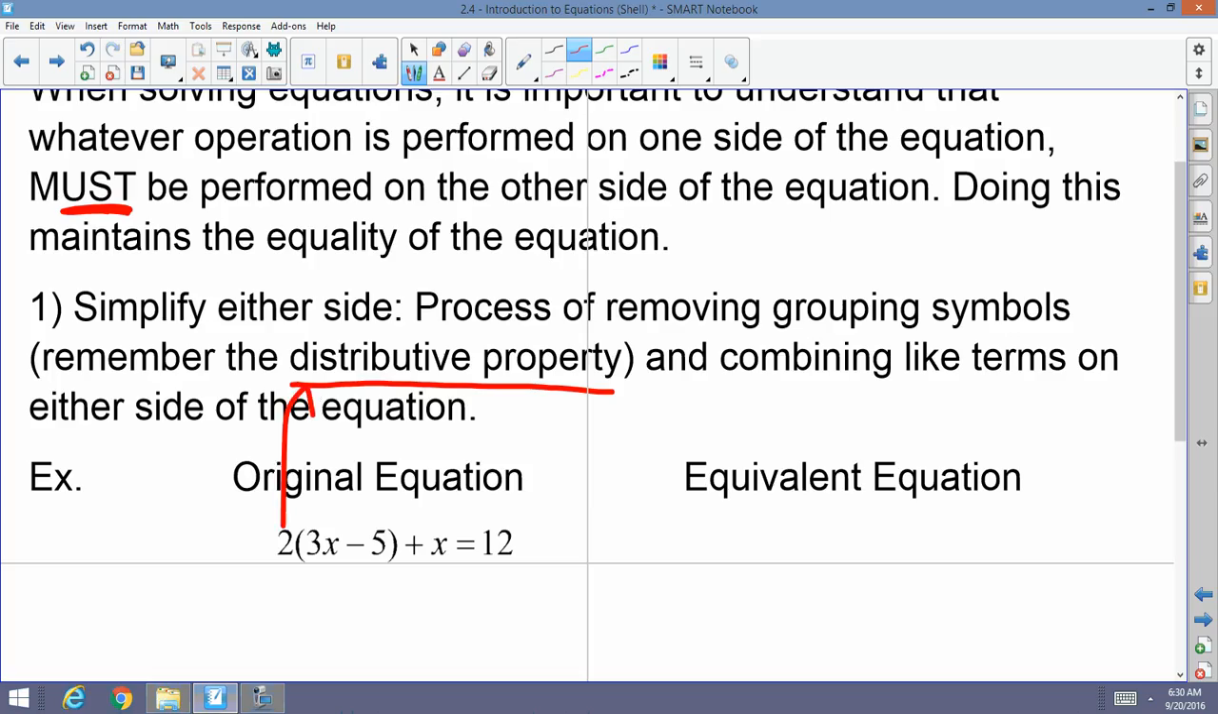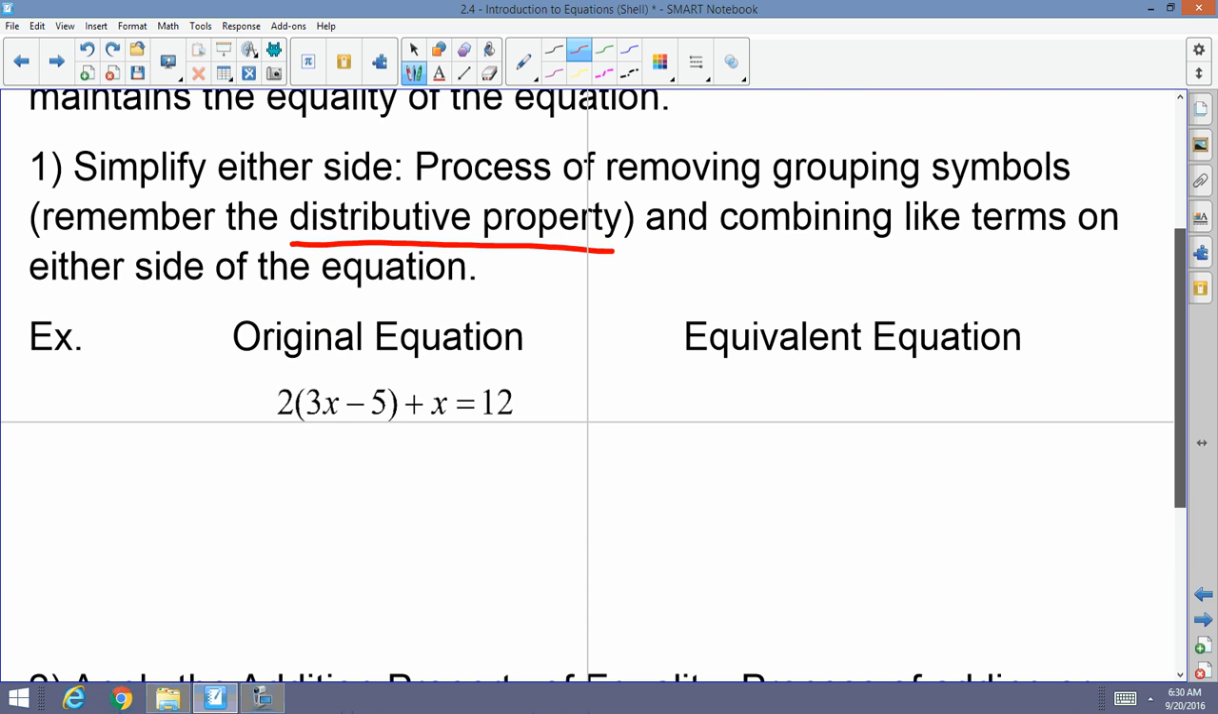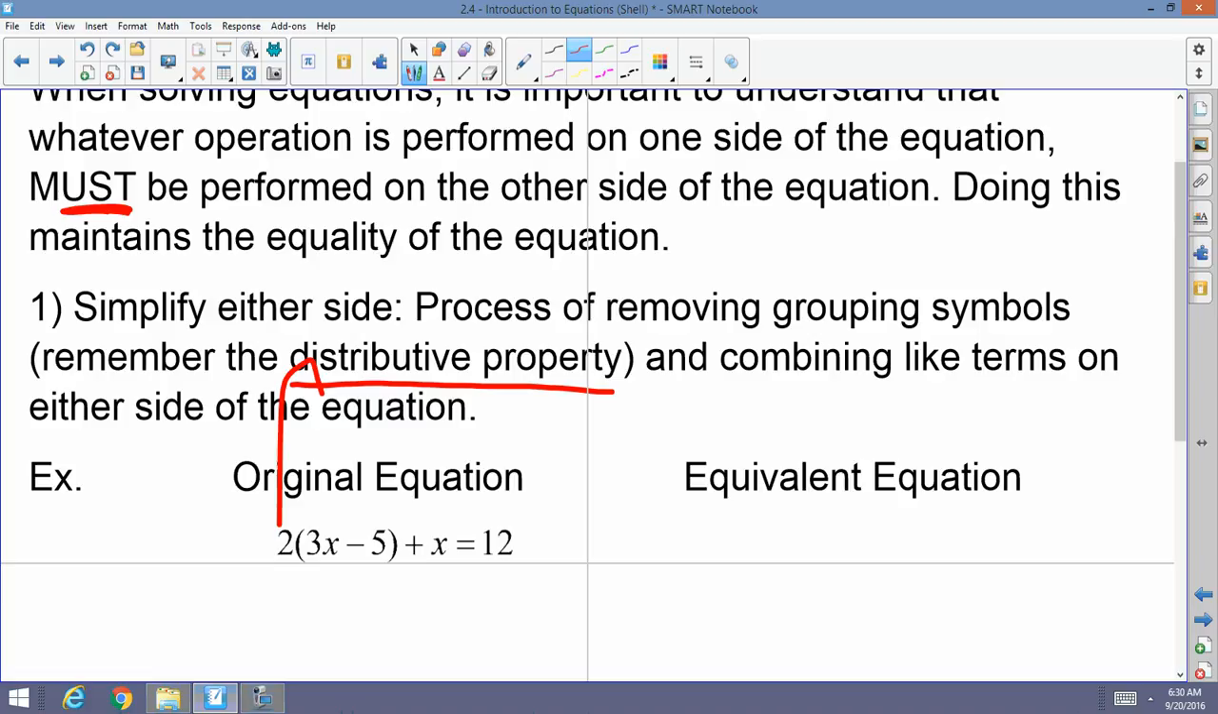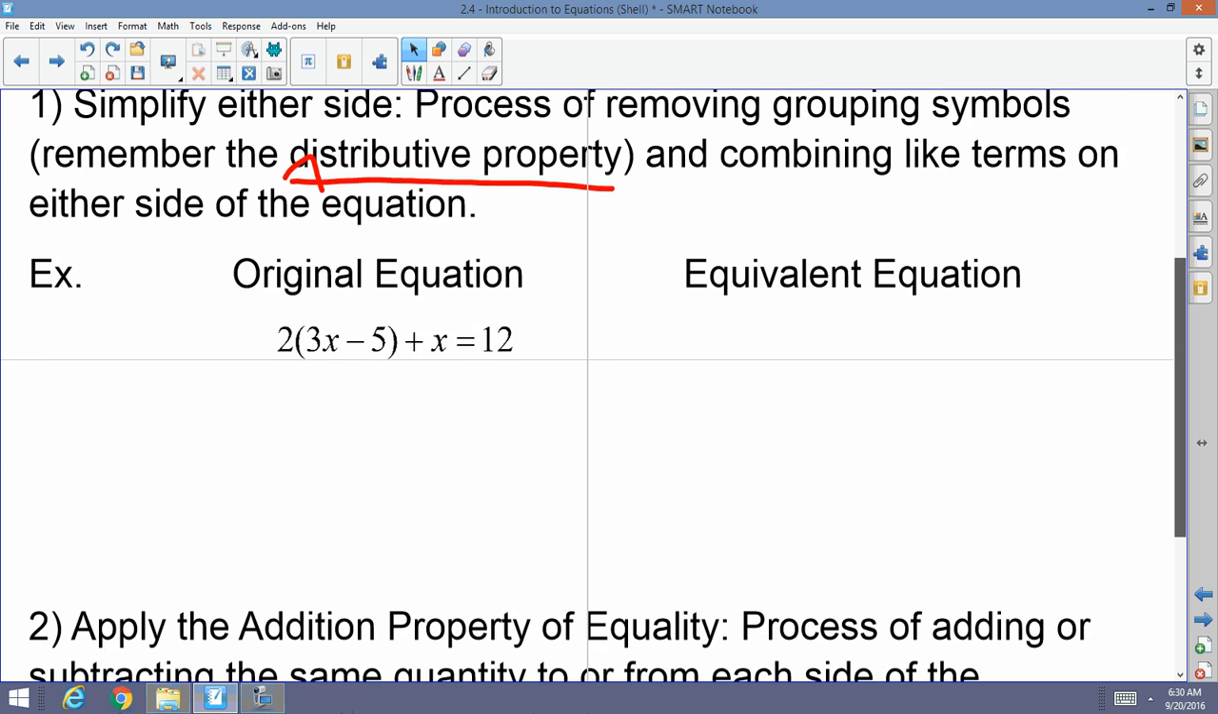Oh, sorry about that. I'm going to use the distributive property. Wow. Sorry about that, guys. My board is not cooperating with me. All right, let's try this one more time.